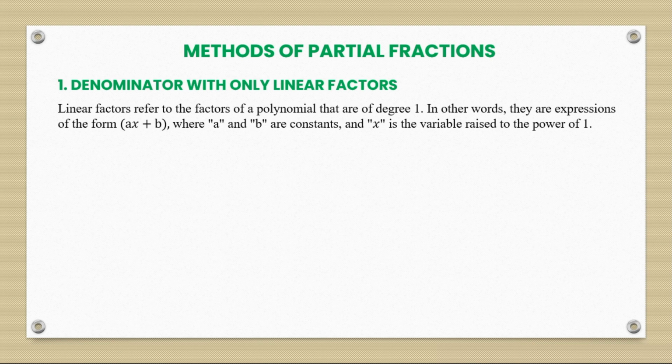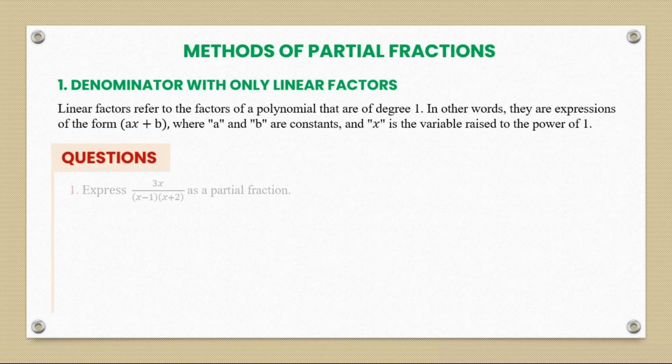In other words, they are expressions of the form ax plus b, where a and b are constants and x is the variable raised to the power 1. So take note, we cannot have a value like x squared, we cannot have a value like x plus 1 squared. When we factorize completely, we'll end up with factors that are only linear, where the highest power of x is only raised to the power 1. But we'll see that from these examples.